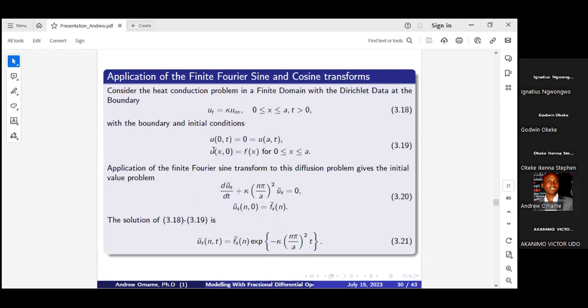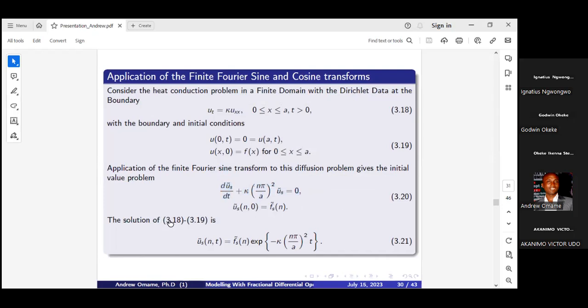And when there is no derivative in your initial and boundary condition, the best form of finite Fourier transform to use is the finite Fourier sine transform. Because if you check the properties of the finite Fourier transform, which we have discussed earlier on, you will see that there is no derivative in the expression for the finite Fourier sine transform for the second derivative. In the initial condition, I mean, there is no derivative. So if you apply the finite Fourier sine transform to this, then you just have this expression. So again, you apply the initial and boundary condition which you are given. So you just have this form given by 3.20.